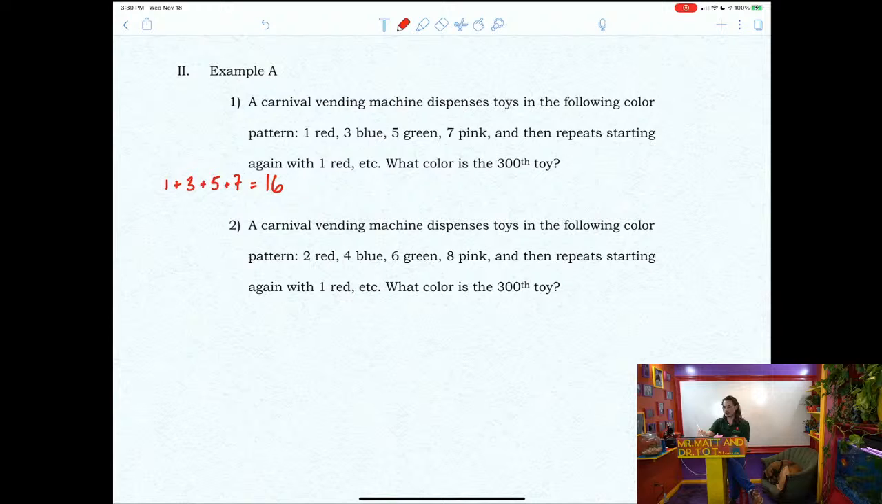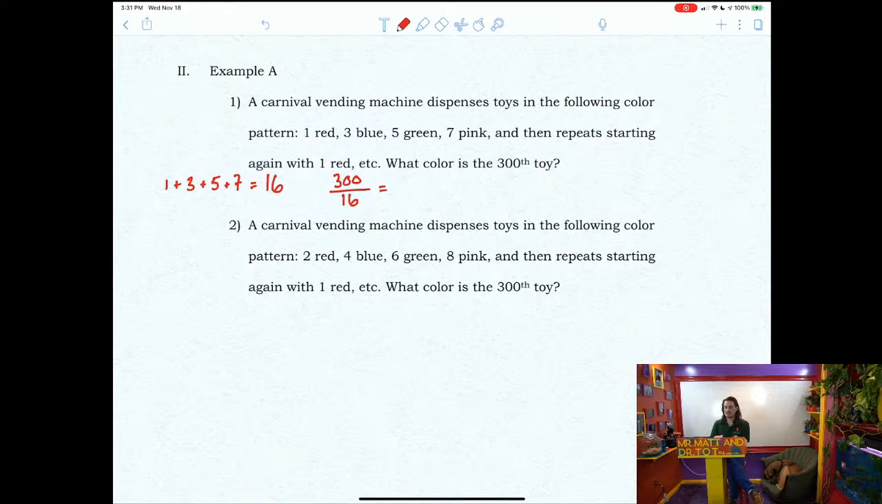If you take 300 and divide it by the 16 unique color positions, you're going to get a quotient with a decimal remainder. You're not interested in the whole number that is part of that quotient. That represents the total number of revolutions of this pattern of 1 red, 3 blue, 5 green, 7 pink. Instead, you're interested in the decimal remainder. The decimal remainder can be thought of as a percentage of the progress into the next interval, where you can't make a whole other revolution.